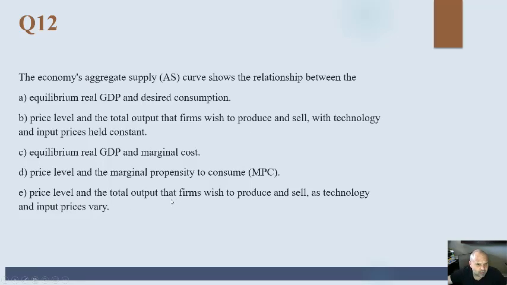So it's telling us the relationship between the price level and the total output that firms wish to produce and sell as technology and input prices vary. Now we know that when we draw an aggregate supply curve, we're holding fixed these things. So E cannot be the correct answer. We know D is not the correct answer, and it has to be a relationship between the price level and something, so we're left with B. And B makes sense because it indicates that the input prices are held constant. So here B is the correct answer.